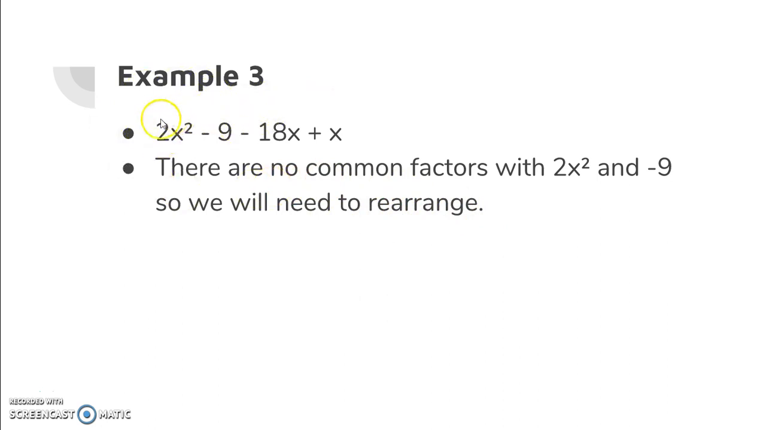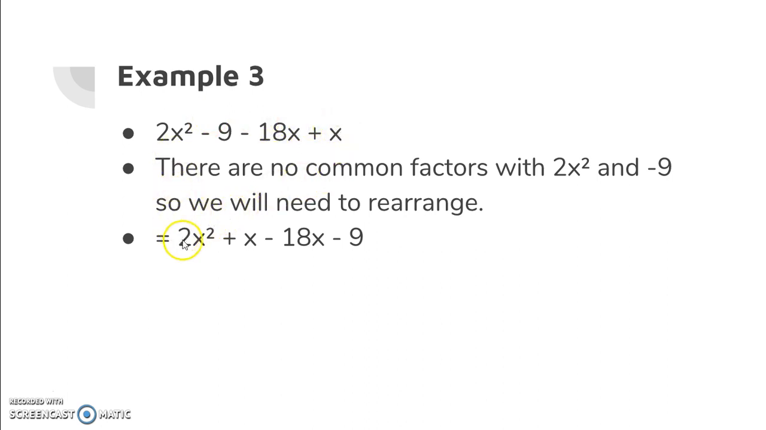Because if I pair these up, there's no common factor here for 2x squared minus 9. But for minus 18x plus x, the only common factor is the x. So that probably won't be too helpful. So I'm going to shuffle these around. And there's more than one way that you can do this, but I'll just show you one method. Feel free to find out the other shuffling around pairing.